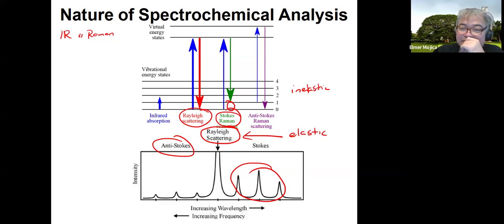Usually it's the Rayleigh, because what we do, if you have the Rayleigh, you cannot see the Raman. Now the question is, can you see the Raman in the presence of the Rayleigh? Yes, but you need some sort of what? A filter to cut off yung energy na na-emit ng Rayleigh. Okay?